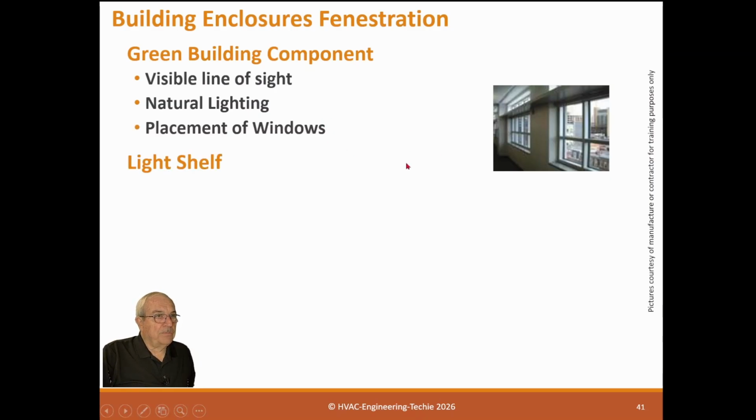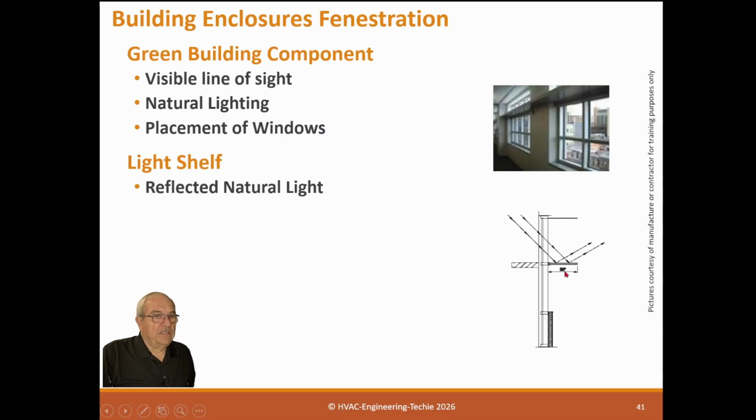Placement of windows is important, where they're at. Light shelves, this happens to be an interior light shelf. You can see this is the interior light shelf. They also put light blinds on the outside to protect the glass from solar light. But these light shelves are designed to reflect the light into the space, making the space actually sunlit, but from a balanced angle.